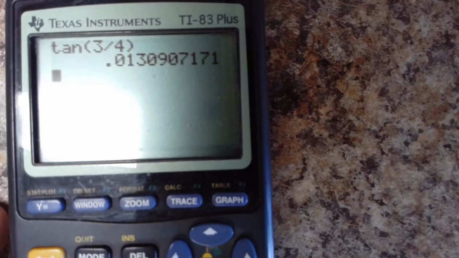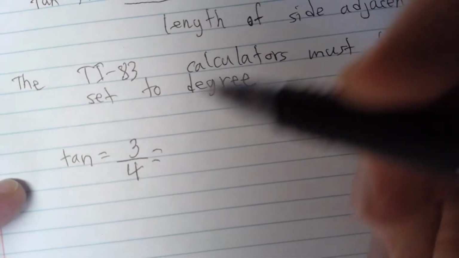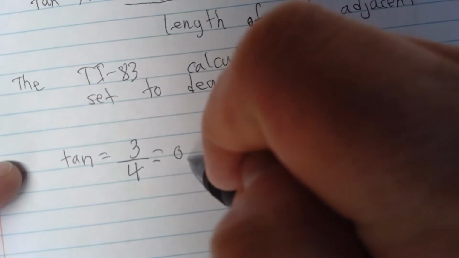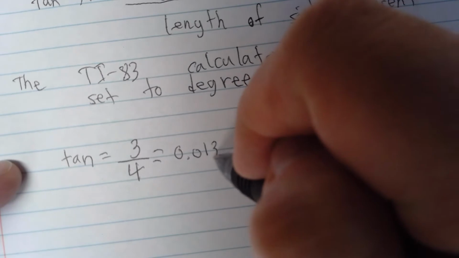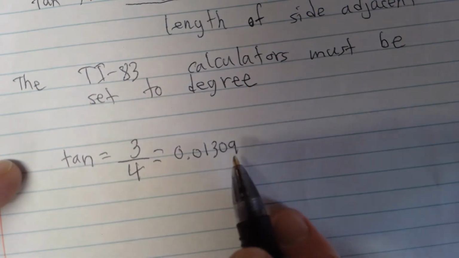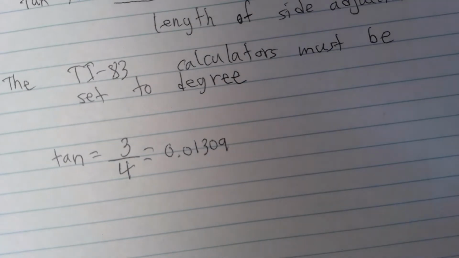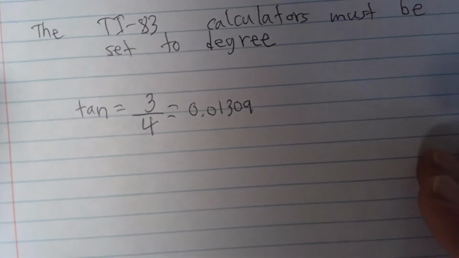We get our answer as a decimal. How do we convert it out of a decimal? We're going to get to that. First, we're going to write this down. Tangent, 3 divided by 4, and we're going to write 0.01309. I'm just rounding it off to 5 decimal places. You can go as long as you want. It doesn't matter.